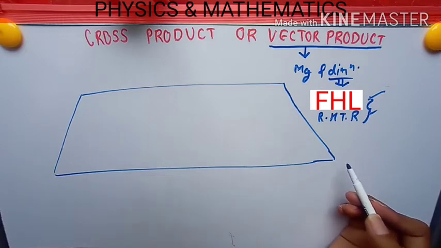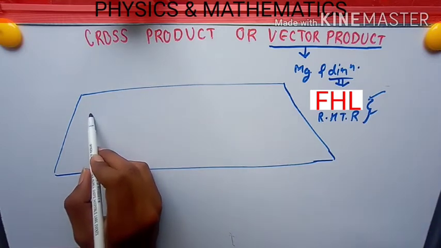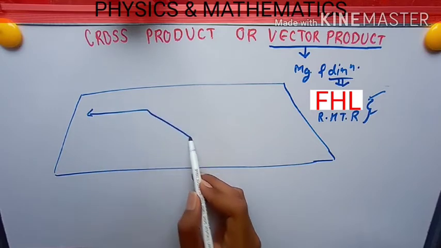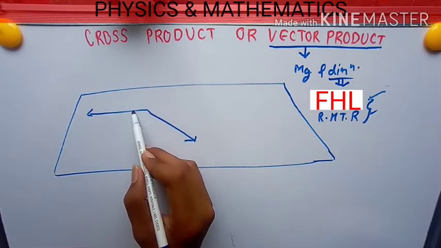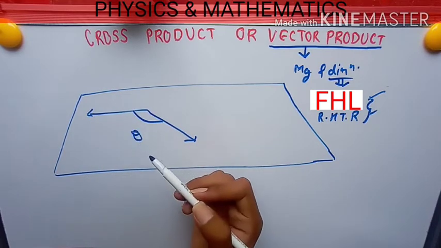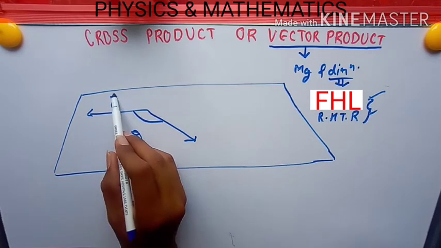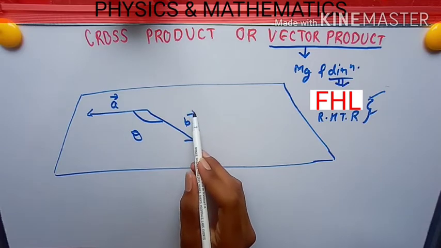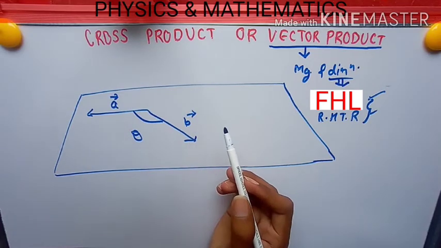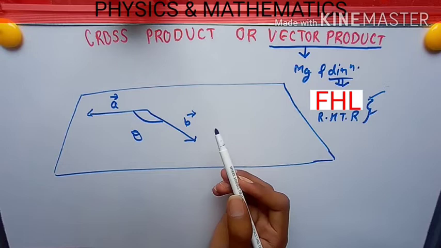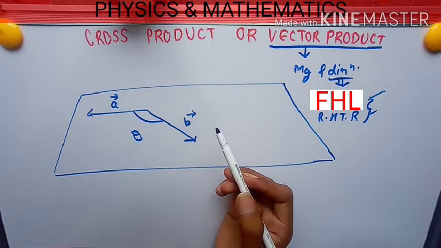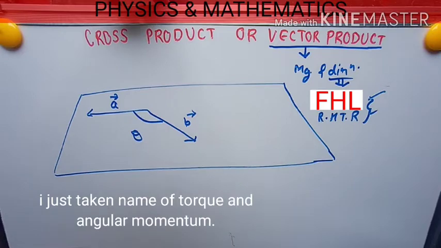Consider this is a plane in which two vectors are lying, vector A and vector B, at some angle theta. Is it clear to you? This is A vector, this is B vector. I am telling you very slowly so that you understand this concept very well, because this concept is used in torque and angular momentum. Everywhere this concept is used, so please learn it.